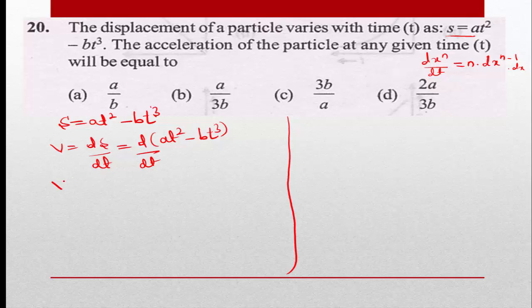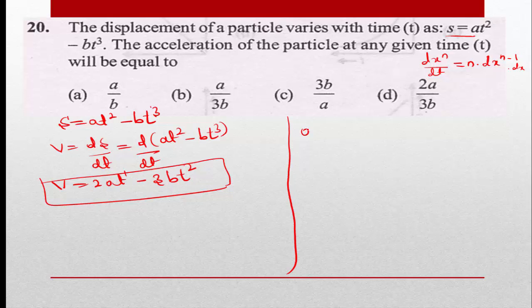Therefore, v is equal to, it is in the form of a into t square, x to the power of n, where n means 2. So 2 into a into t, where a is a constant value, gives 2at, minus 3 into b t square, n minus 1. Here 2 minus 1 is 1. So 2a to the power of 1 minus 3bt square. This is the velocity: v is equal to 2at minus 3bt square.